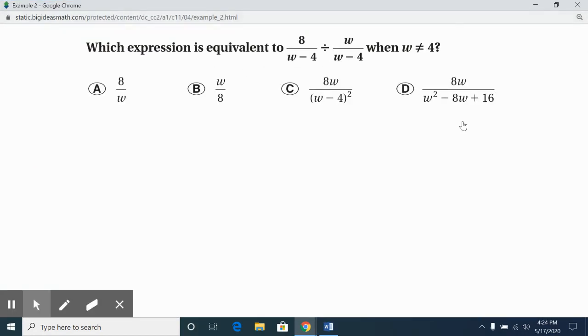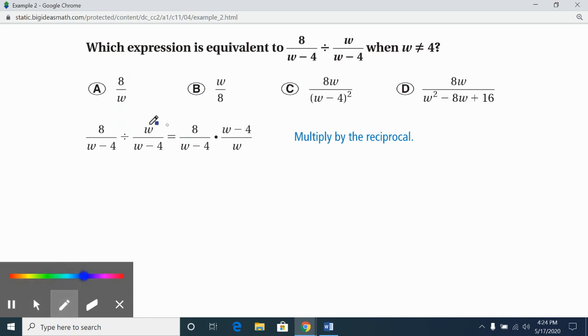If I'm looking at these two expressions and I'm trying to divide them, here's what I'm going to do. I'm going to just show you what the book does quick. They're showing us that dividing by w over w minus 4 is the same thing as multiplying by its reciprocal, w minus 4 over w. So we're flipping it, right?